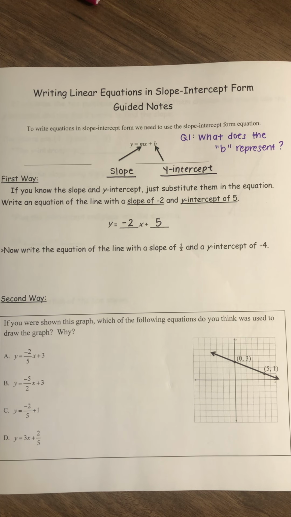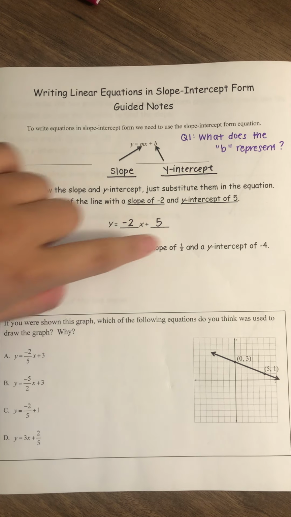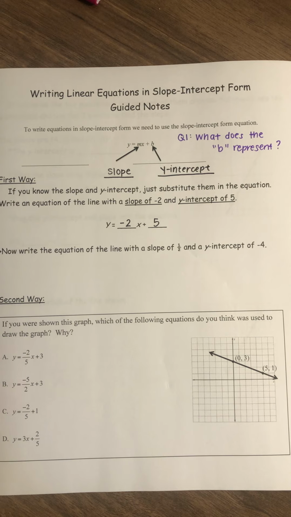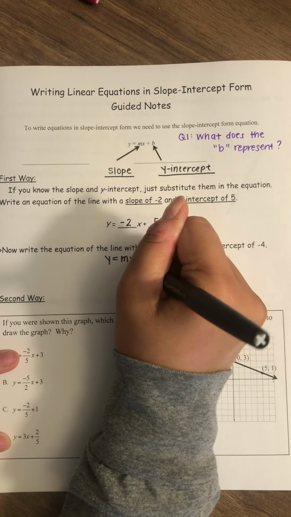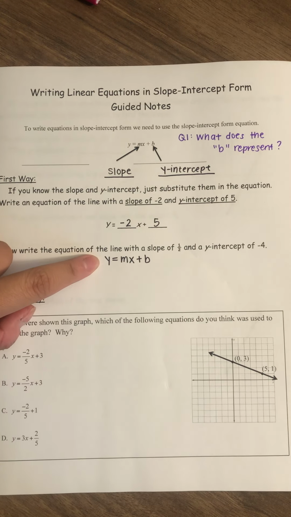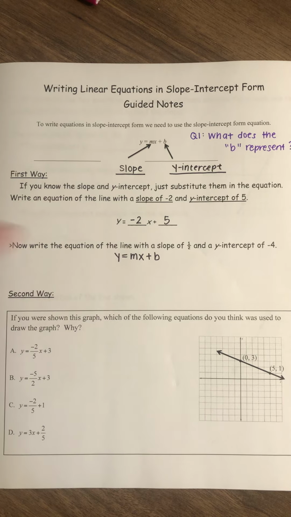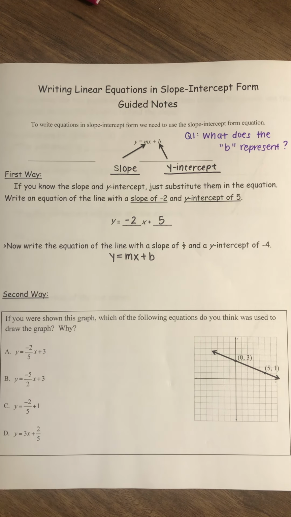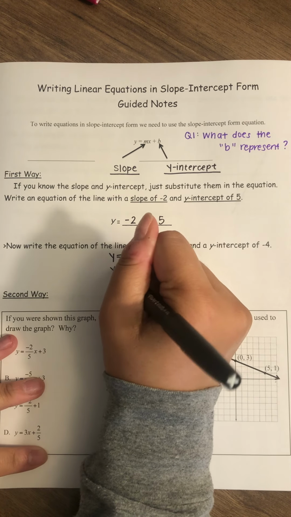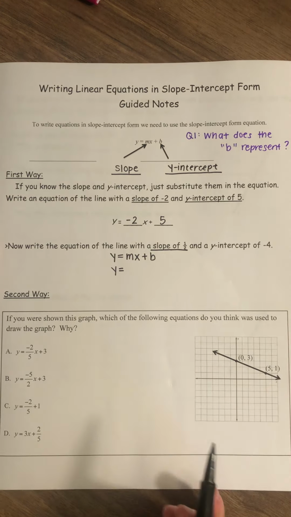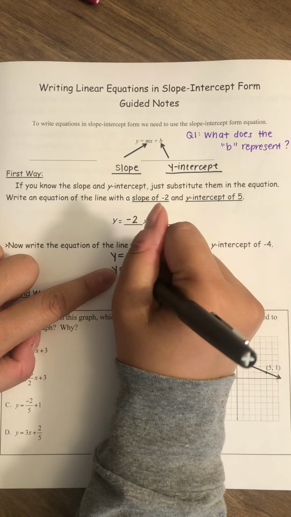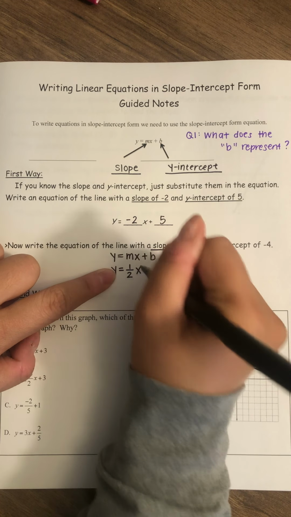So now let's try another example. We are going to write the equation of the line with a slope of 1/2 and a y-intercept of -4. I always like to write down the linear equation in slope-intercept form in a general sense, and then I can start plugging in the values for my slope and y-intercept. So I know that y equals, my problem tells me I have a slope of 1/2. So where my m would be, I'm going to substitute a 1/2.